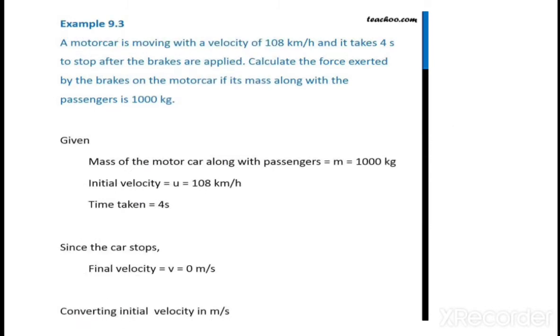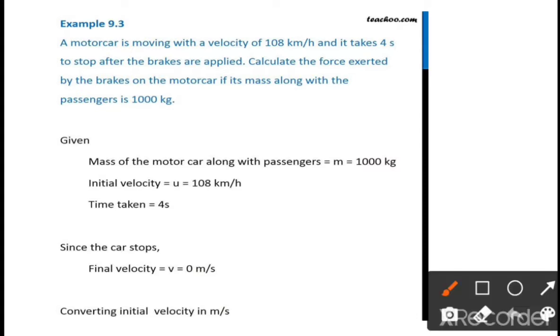In question number 3, 9.3, a motor car is moving with a velocity of 108 km per hour and it takes 4 seconds to stop after the brakes are applied. So, this is a motor car. It has a velocity of 108 km per hour. That means it travelled 108 km in 1 hour. It takes 4 seconds to stop after applying the brakes.